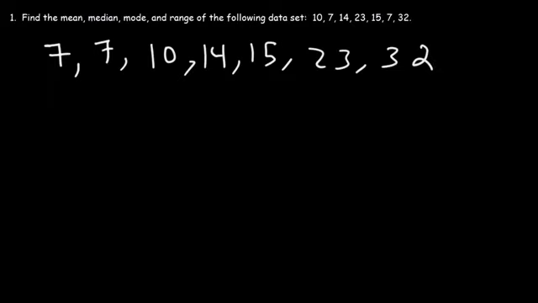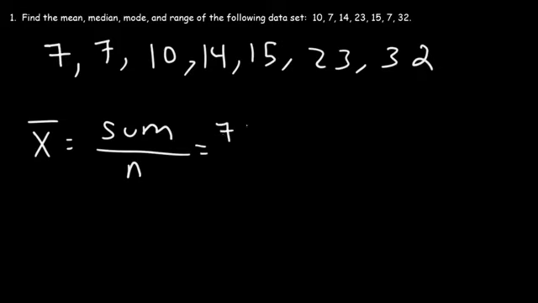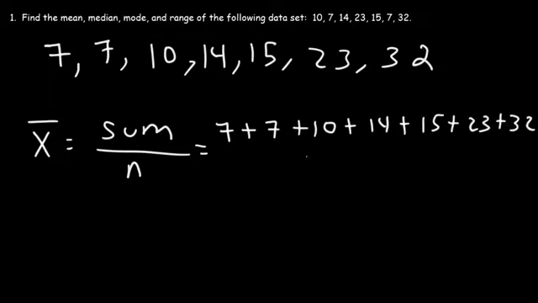Now, to calculate the mean, what we need to do is take the sum of the 7 numbers and divide it by the 7 numbers that are in the data set. So this is going to be 7 plus 7 plus 10 and so forth. And then we're going to divide it by the 7 numbers. So the mean is basically the average of those numbers.